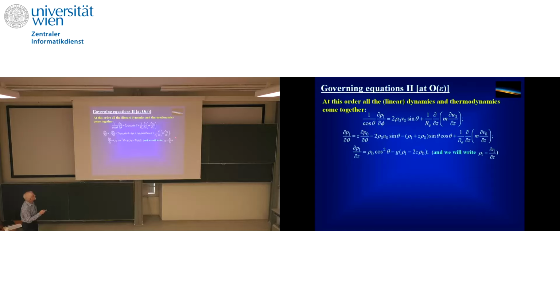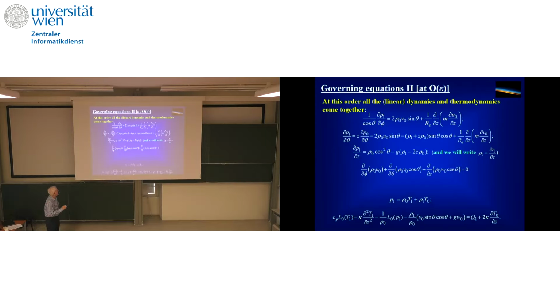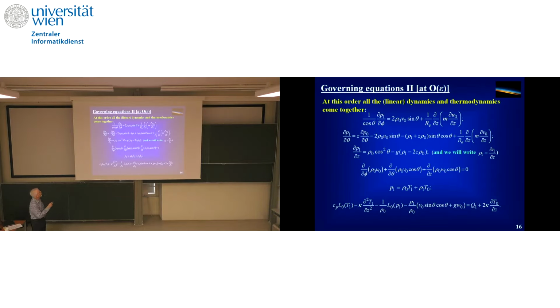I'm going to rewrite the perturbation in the density by defining it in terms of the derivative of a function. So rho 1 is going to be dr1 by dz. I'll come back to that in just a moment. The equation of mass conservation becomes that. I should have said it earlier, but it's more obvious here: u, v, and w all appear at the same order. You do not lose w in a thin shell approximation.